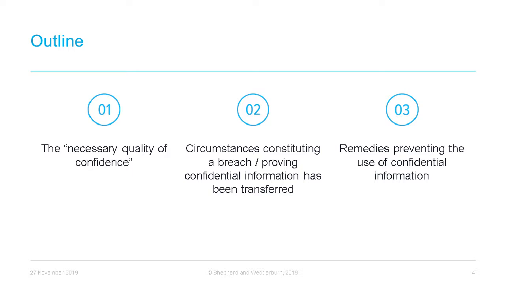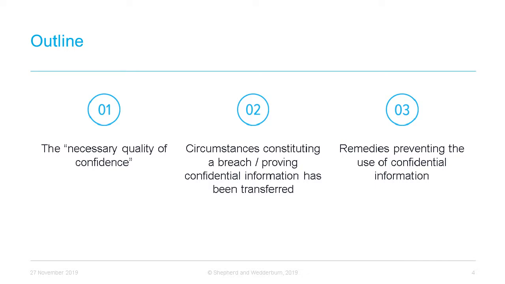The format of today's webinar is shown on the screen. We're going to start by looking at what makes information confidential and how this is properly defined. And we'll then go on to look at how a business can ensure that the necessary quality of confidence that information must have to benefit from legal protection can be maintained. We're then going to go on to consider the circumstances that are required to create an obligation of confidence and the evidence that's needed to prove that confidential information has been transferred.